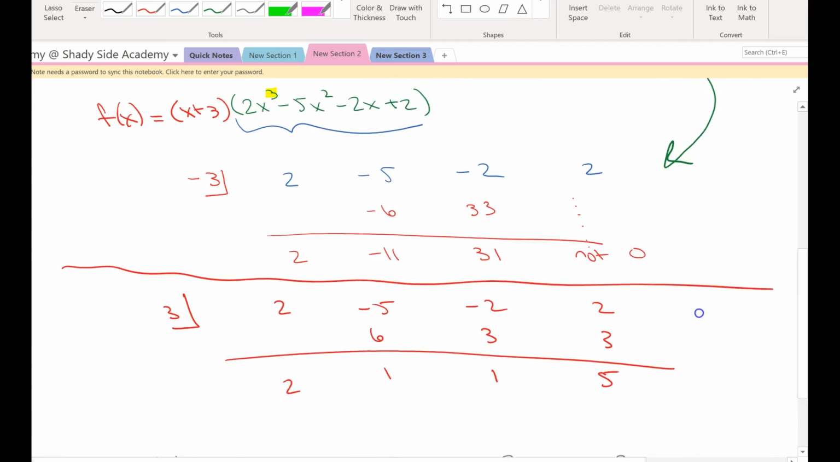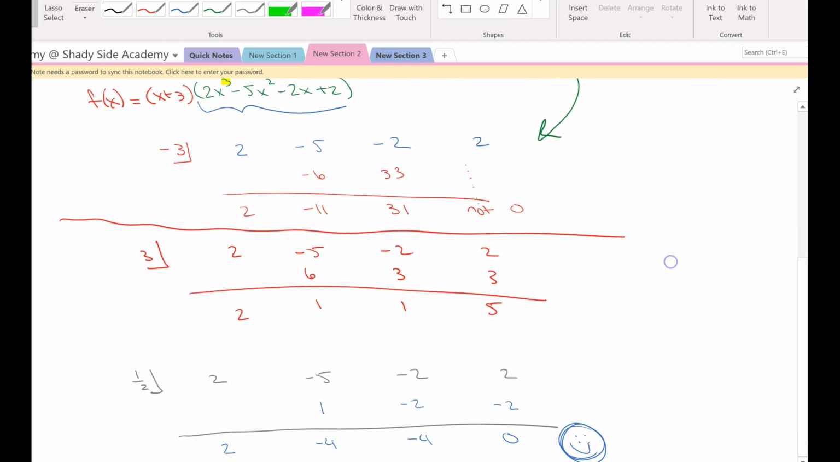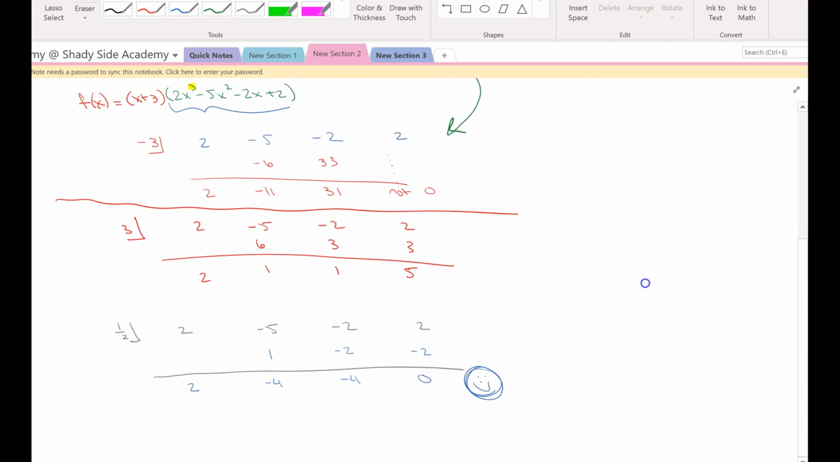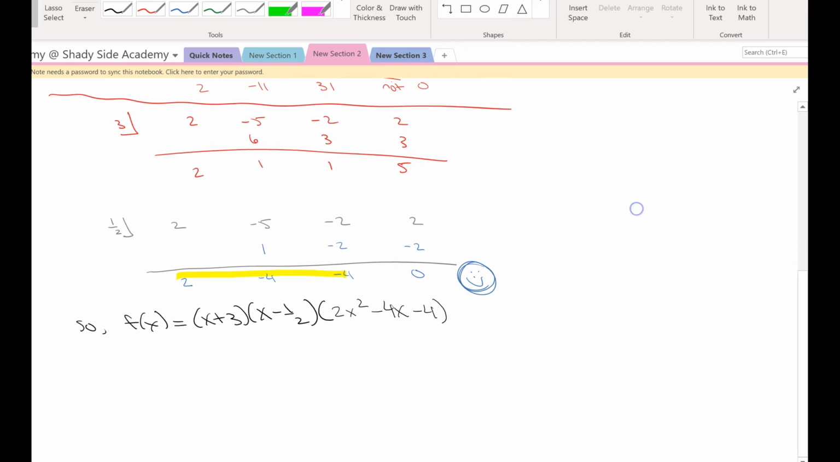So let's continue the story. I have to shrink myself down. So I've gotten even more information. That means now I can say f of x is, all right, the x plus 3 is there. Then I have x minus a half, right? Then I get this right here, which is going to be degree 2, okay? So then I have 2x squared minus 4x minus 4. All right, let's keep going.